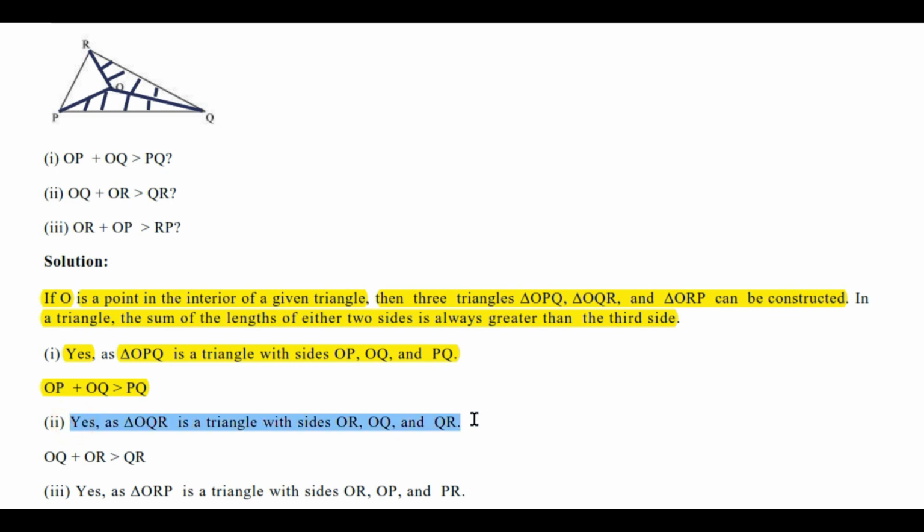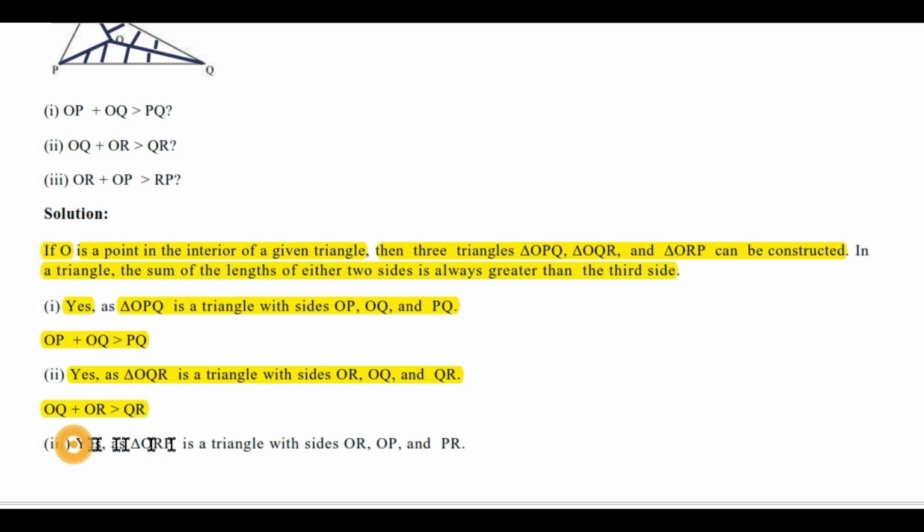Same as the second, triangle OQR is a triangle with sides OR, OQ and QR, whereas OQ plus OR is greater than QR. Same as the third. Okay.